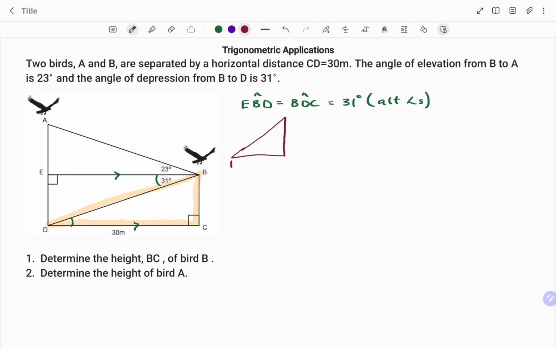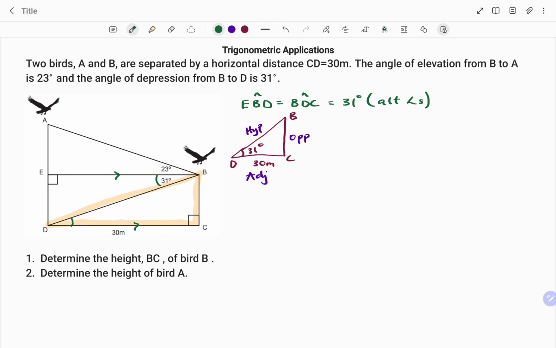I have my B, D, C, and B. We have the angle 31 degrees, and then we have the distance DC, 30 meters. We have to find the height of the bird B. I'm going to start by labeling the sides of my triangle. I have the side facing the angle, that's my opposite. I have the longest side, hypotenuse, and the third side will be my adjacent.